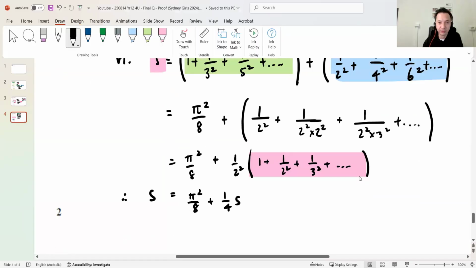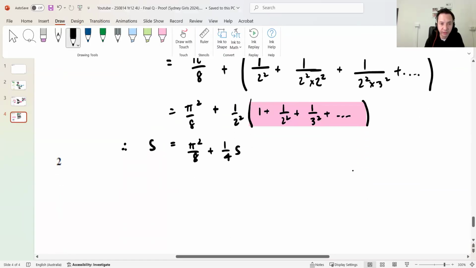Right, let's have a look. I'm excited. There it is. So 3/4 S equals to pi squared on 8. Therefore, S equals to times 4 up on 2. So pi squared on 6, is it?